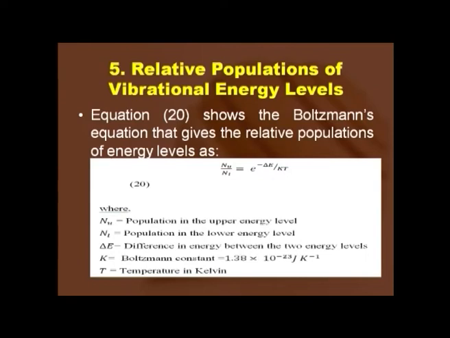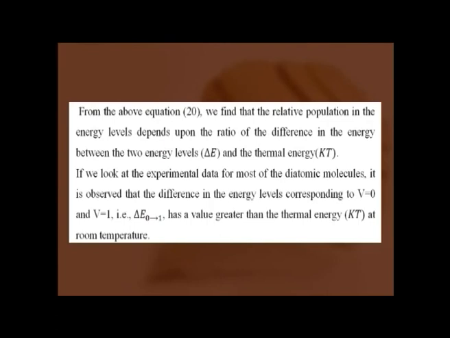Now, let us look at the relative populations of vibrational energy levels. Equation 20 shows the Boltzmann equation that gives the relative populations of energy levels as Nu by Nl is equal to e to the power minus delta E by kT, where Nu is the population in the upper energy level, Nl is the population in the lower energy level, delta E is the difference in energy between the two energy levels, k is the Boltzmann constant equal to 1.38 into 10 to the power minus 23 joules per Kelvin, and T is the temperature in Kelvin. From the above equation 20, we find that relative population in the energy levels depends on the ratio of the difference in the energy between the two energy levels, that is delta E, and the thermal energy kT.